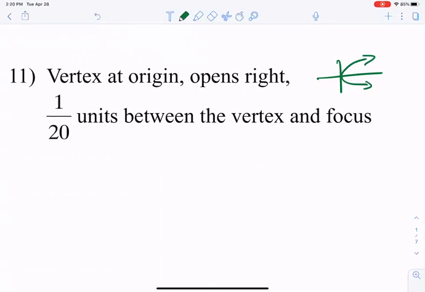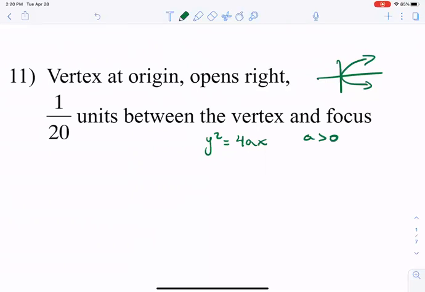It opens to the right, so we need y squared equals 4ax. Now, I know that a is greater than 0 because it's opening to the right, and I need to find out what the value of a is. They're saying the vertex is at the origin, opens to the right, and there are 1/20 units between the vertex and the focus.